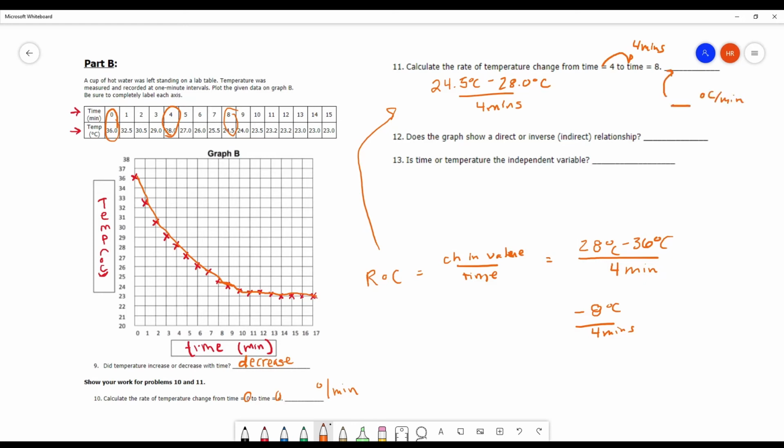I have something blocking that on my screen, so I can't. Right up there. Does the graph show a direct or indirect inverse relationship? Well, remember, direct looks like that, going up and up, and indirect looks like this, or sometimes it's curved. So that one's going to be indirect. And is temperature or time the independent variable? Independent is the one that's down here on the x-axis. So fill it in. You know what it is.